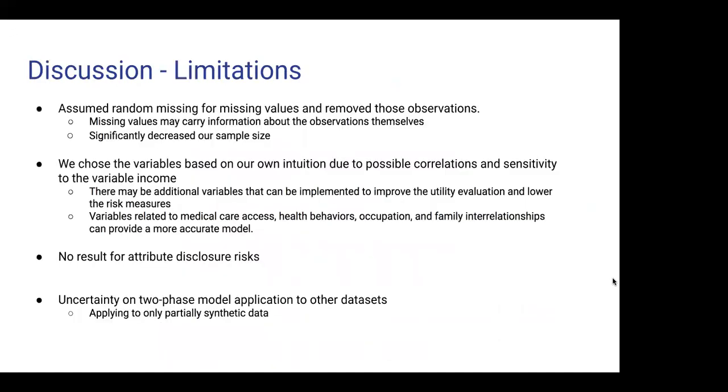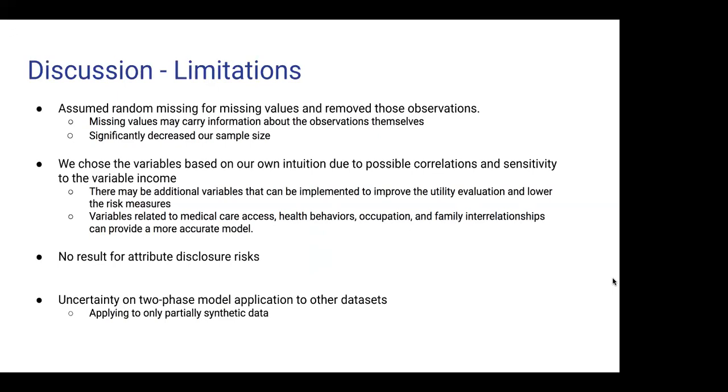And so following the results, there were a couple of limitations that we wanted to note. First is that at the very beginning, before the logistic regression, we assumed that a lot of the missing values were just randomly missing. And so we would just remove them from the observation, but there could be a chance that missing values carry some significance in them, and there's a reason why they're left out.